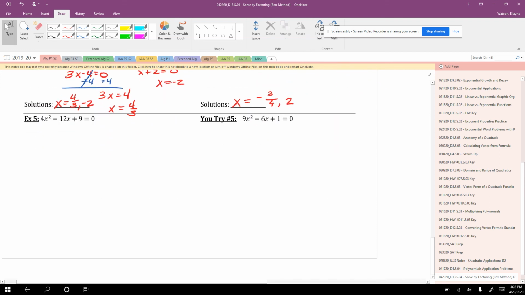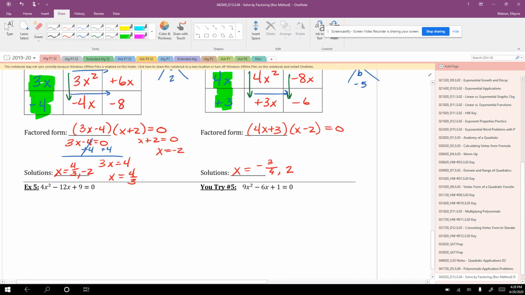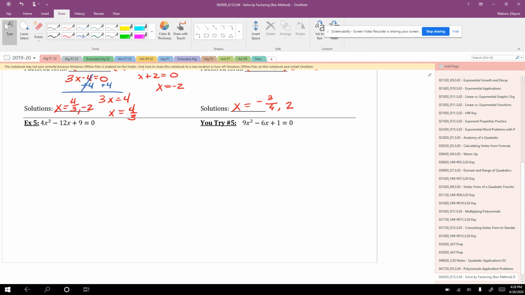All right, last set, guys. Now, I didn't put the boxes in for you because you're not always going to be given the boxes. So you just draw a box, and it works. So let's do one together here. Start by, is there a GCF? There is not a GCF between 4, 12, and 9. So we're going to start with the x game.